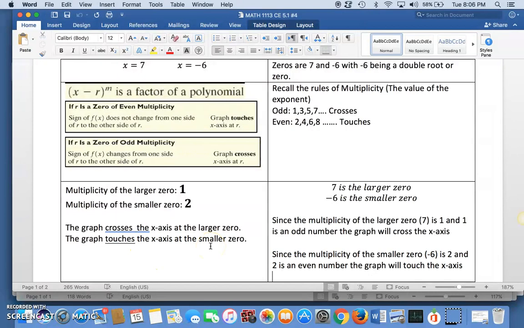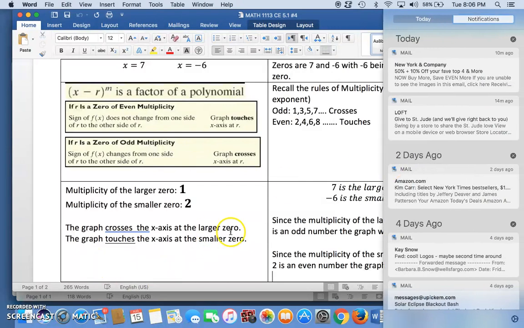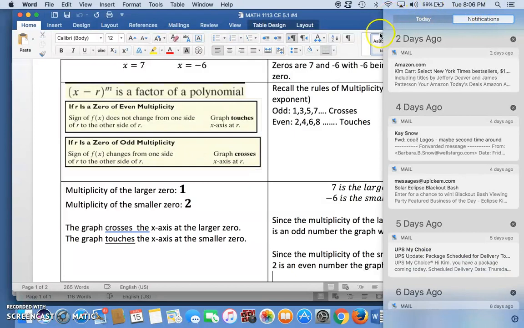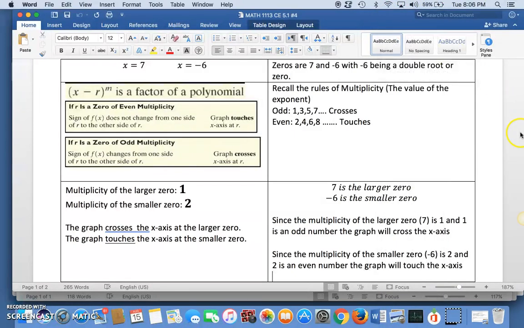So now what happens? Does the graph cross or touch at each of the zeros? Okay, the graph crosses the x-axis at the larger 0. Why is that? Because the multiplicity of the larger 0 was an odd number. It was 1, so it crosses. The graph touches the x-axis at the smaller 0, so the -6, the exponent was a 2, therefore it touches.